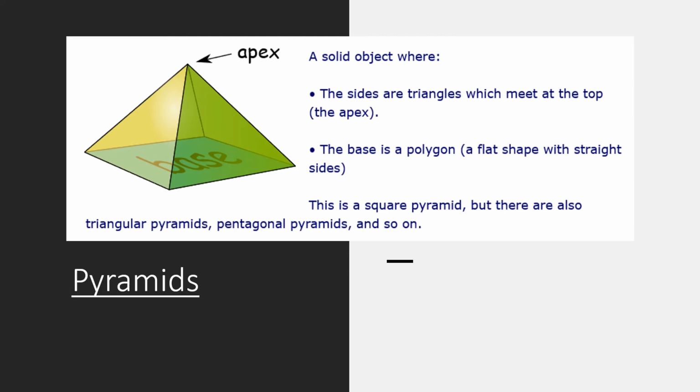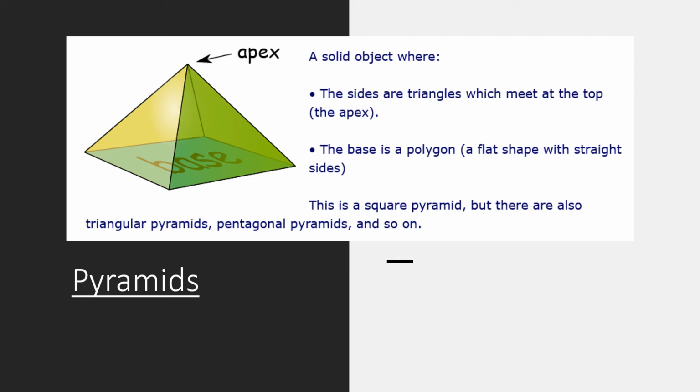So, next question, what is a pyramid? Well, the definition is on the screen now. A pyramid is a solid object where the sides are triangles which meet at the top, and the top is known as the apex. That's labelled for you in the diagram on the screen. The base is a polygon, which is a flat shape, a 2D shape, but it has to have straight edges. So for instance, a circle is not a polygon because it has curved edges, but a triangle, a square, a hexagon, all of those are polygons because they have straight edges.